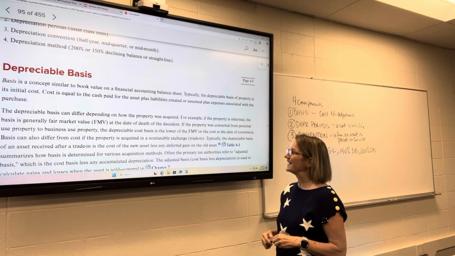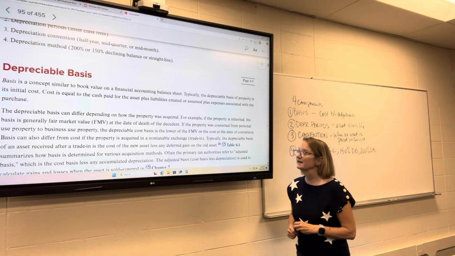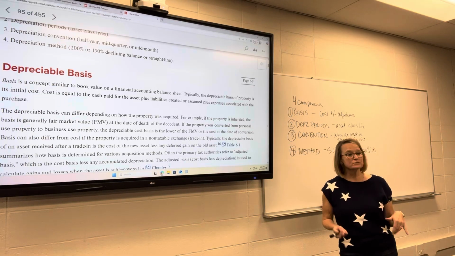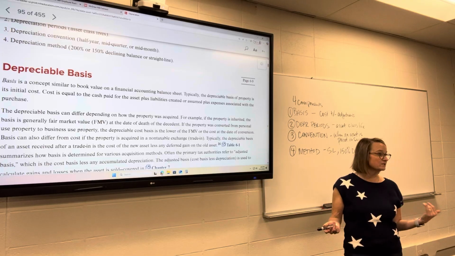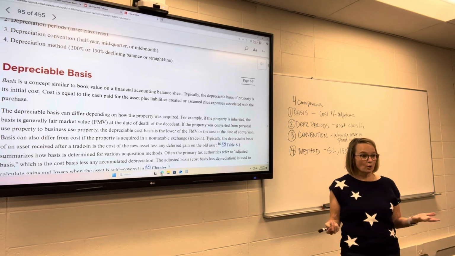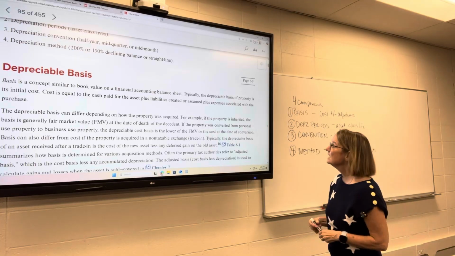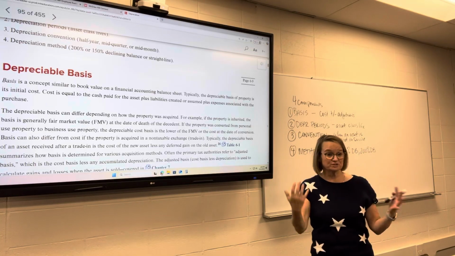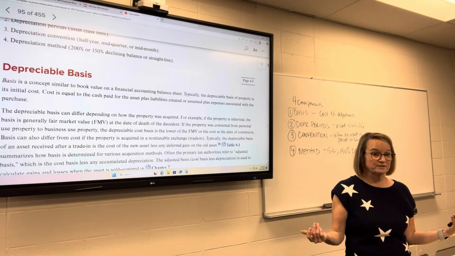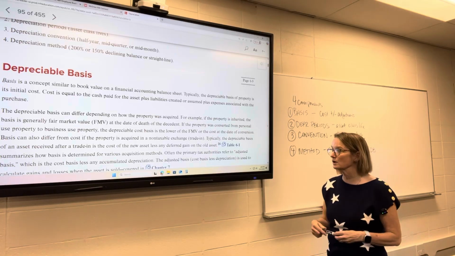The basis, though, can differ depending on how you acquired it. The most common method of acquiring an asset is just purchasing it, right? You go out and you buy it. You might finance it, but you're still purchasing that asset. So if the property is just purchased, it's going to be whatever your purchase price is for it, whatever you paid for it.